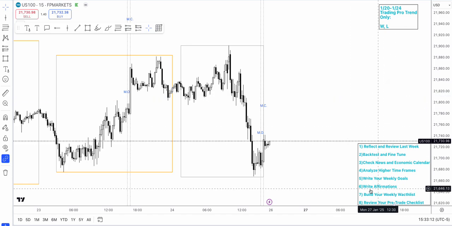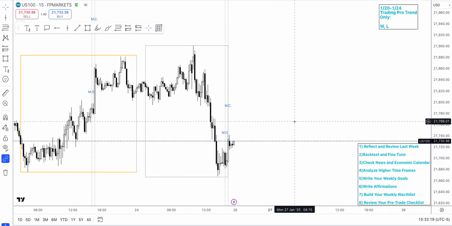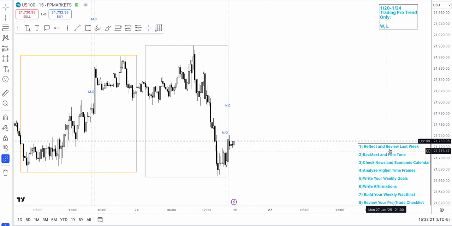So it's always important to write down those affirmations and make sure that you are set and you're building your mindset for the week. And now we can get to really the main part of this. I'm going to reflect and review my last week's trades.